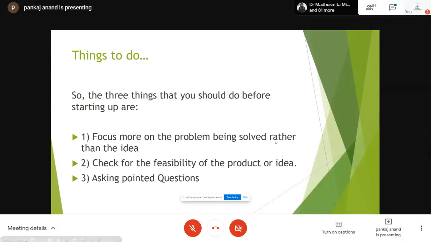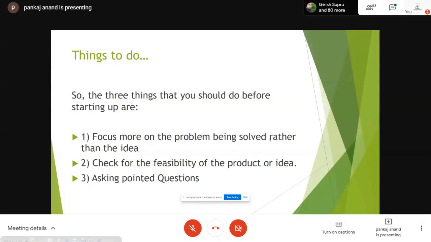Things to do. There are a few things that you should obviously do. The three things you should do before your startup: the first thing is to focus more on the problem being solved rather than the idea. But generally, what happens is all the entrepreneurs, the startup founders, are already married to their solution or whatever their idea is. So do not be that. Focus on the problem being solved. Why? Because somebody will be willing to pay you only if you are solving some kind of a problem.